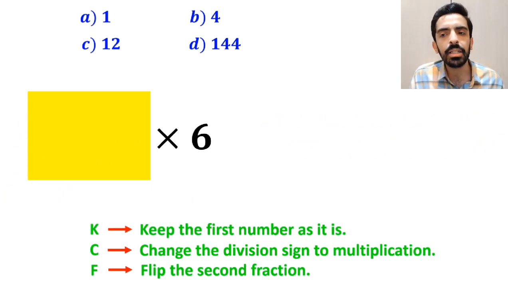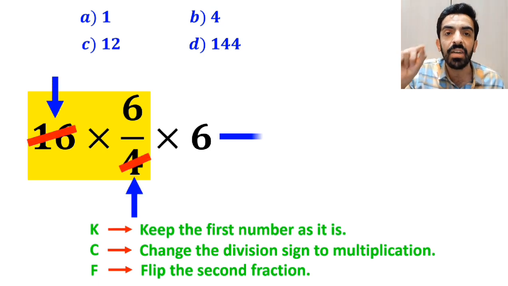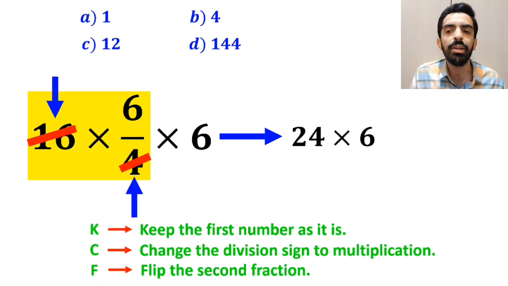So, we remove the highlighted part and write this expression as 16 times 6 over 4 multiplied by 6. Now, we can easily simplify the number 16 with the 4 in the denominator, and instead of this expression, we can write 24 multiplied by 6, which finally gives us the answer 144.